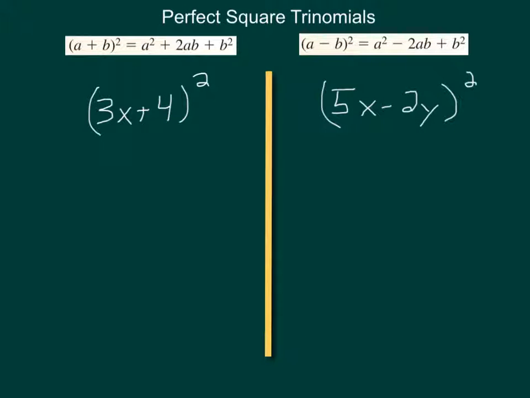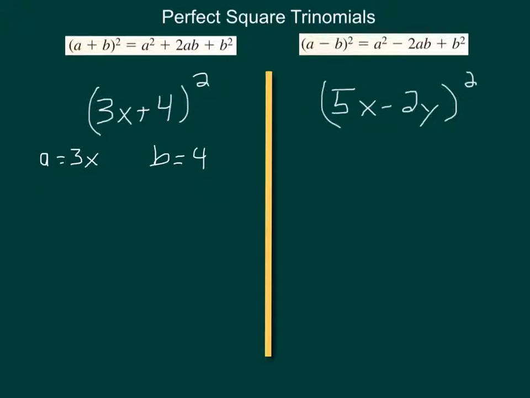Here's a little practice with some perfect square trinomials. I've got the formulas above them. What we're first going to do, when we have (3x plus 4) squared, we recognize this plus means that we're using this formula because it's a plus b. And I just want to identify what is a and what is b. Well, a is my first term, which is 3x. b is my second term, which is 4.